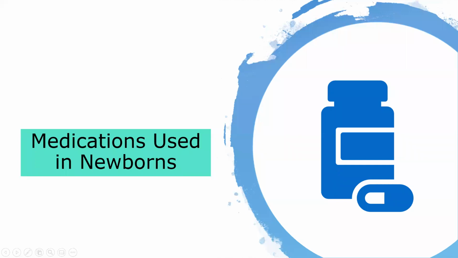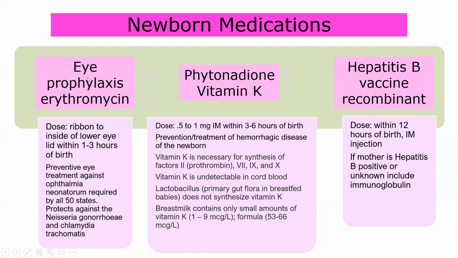And then the medications that we use in the newborns, there are just a few. We use an eye prophylaxis, erythromycin, and this is put into the eye to prevent ophthalmia neonatorum. It is required in all 50 states. Of course, it can be refused by the parent, but they need to sign a refusal form, making sure that they understand why the medication is given. It's to prevent infection, specifically from gonorrhea and chlamydia in the baby's eye. And they need to know signs and symptoms to look for in the next week or so if they do choose to not have the erythromycin.